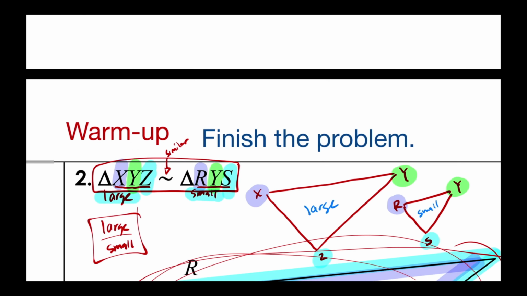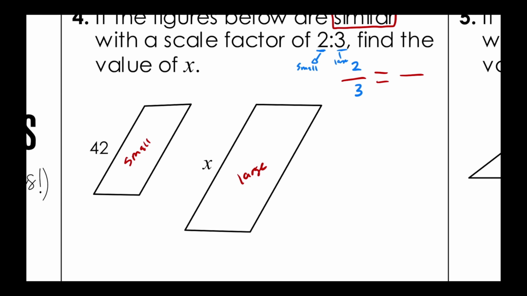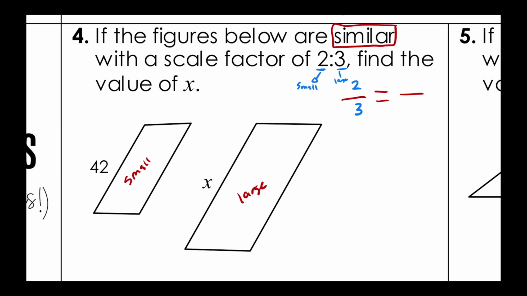Okay, so once they give you the scale factor, they kind of did a lot of work for you. They gave you the ratio. And they're going from small to large. You notice this? If they're going from small to large, I put 2 over 3. So now, what do you see in the picture? I see a side, and I see the matching side. So I see these two sides. They are the corresponding sides. Those are the matching sides.